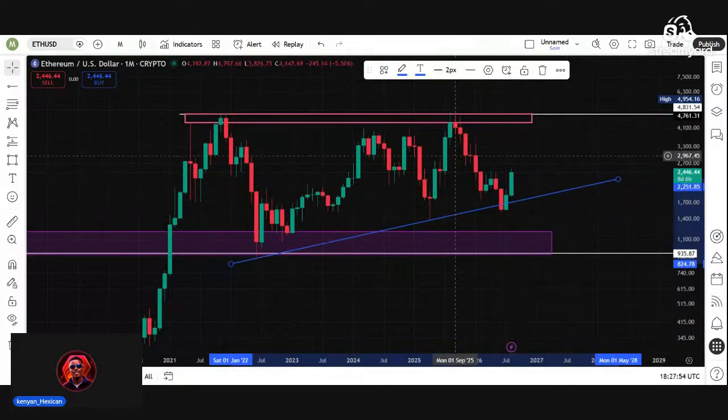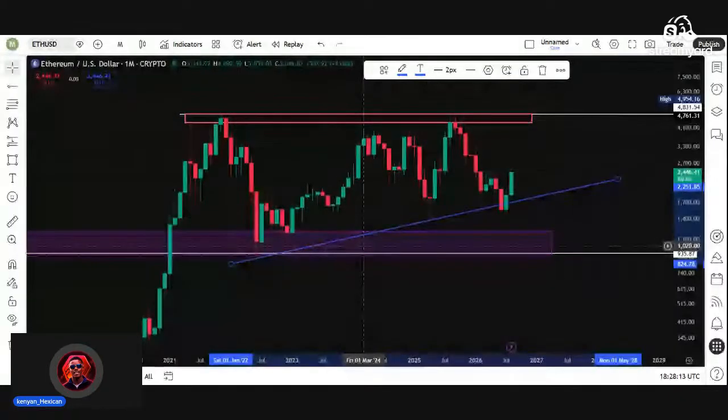So this is Ethereum, and I'm not looking to see Ethereum maybe go lower than this, but no one can tell. Anything can happen in this market. Anything, anything can happen in this market. So yeah, this is Ethereum, and this is its price performance.